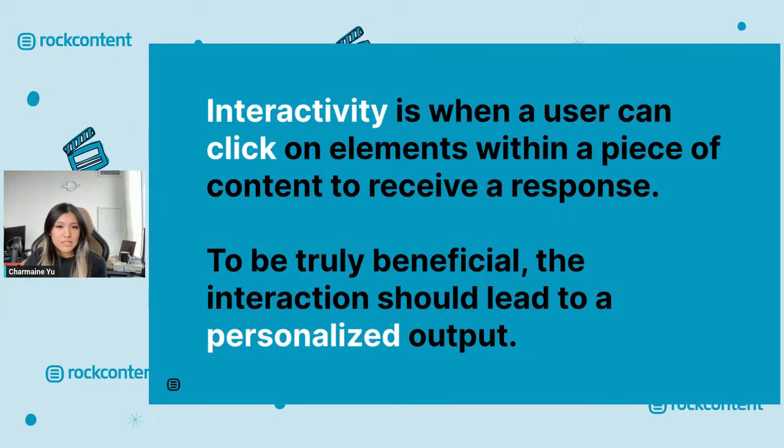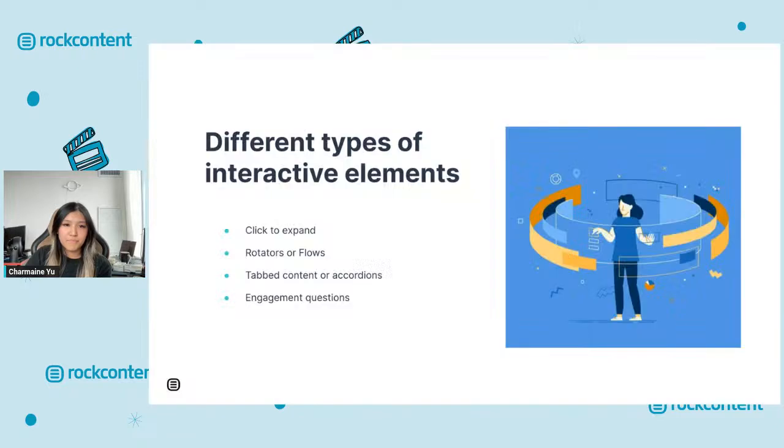Interactivity is when a user can click on elements within a piece of content to receive a response. To be truly beneficial, the interaction should lead to a personalized output. Before diving into ebooks, I wanted to show some different types of content that support different goals. It is important to understand what type of content best suits your strategy. The four main types are brand awareness, engagement, audience learning, and lead generation.